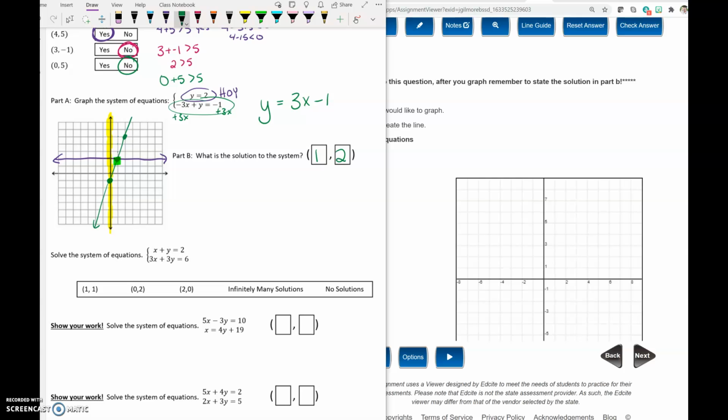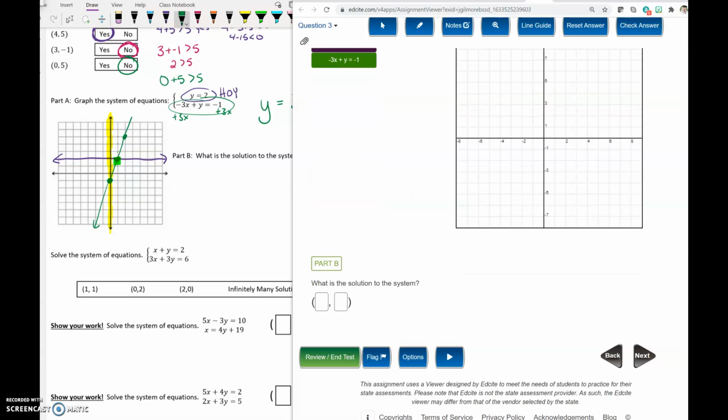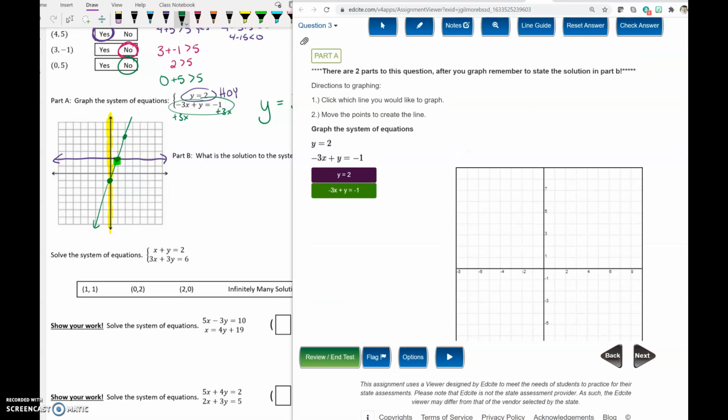So the solution to the system is the point 1, 2. Now, I would always suggest that you do this on your paper first before you go to enter this into EdSite. In EdSite, you can type in that the solution is the point 1, 2. Now let's go back up to the graph.